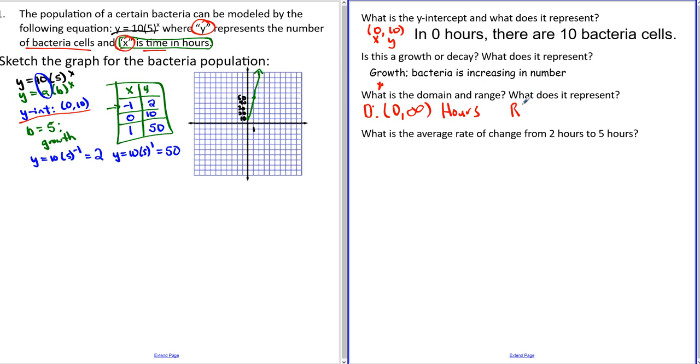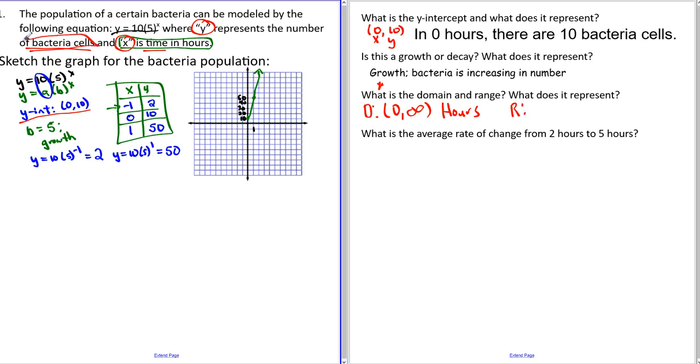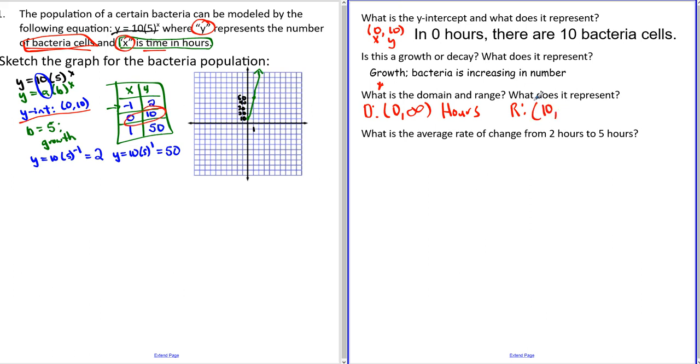Our range, that's our y values. Our y values were the number of bacteria cells. So what do we start out with? 10. So we're going to start at 10 bacteria cells, and then if this kept going up to infinity hours, then we're going to have an infinite number of bacteria cells. All right, there's our domain and range.